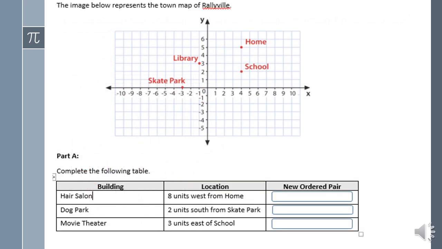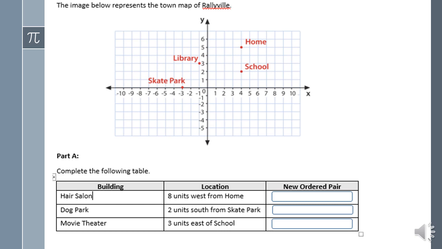Okay, so this question here, you're going to have a very similar question. It is not the same exact question, so please don't say this is the same exact question on your independent work. I changed the numbers around. But you will have a very similar question to this, so please make sure you're paying attention so we can identify how to move on the coordinate plane. All right, so it says the image below represents the town map of Raleigh-Ville. Complete the following table.